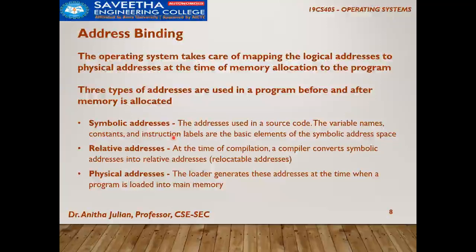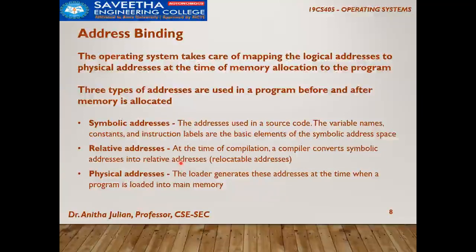So it is symbolic address, which is the address used in source code. When I am writing a program, I will be using variable names, constants, instruction labels. So they will be the basic elements of the symbolic address space. So they become symbolic addresses. Next is what is called as relative addresses.